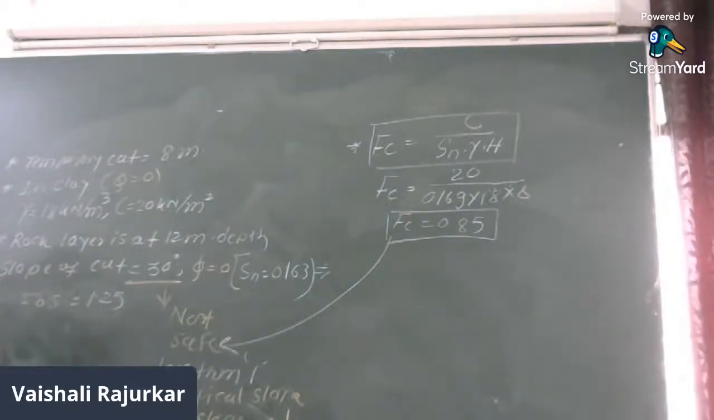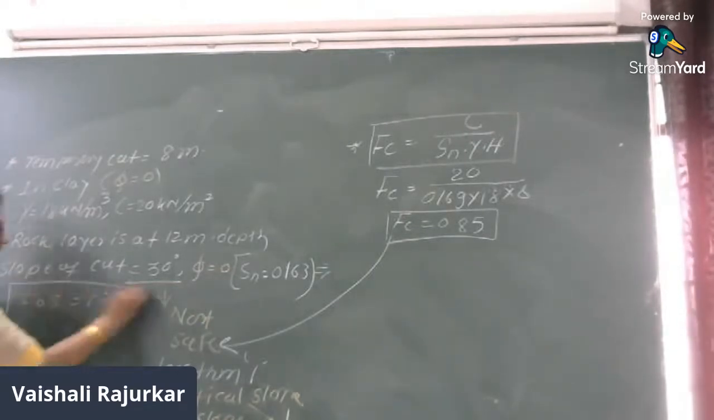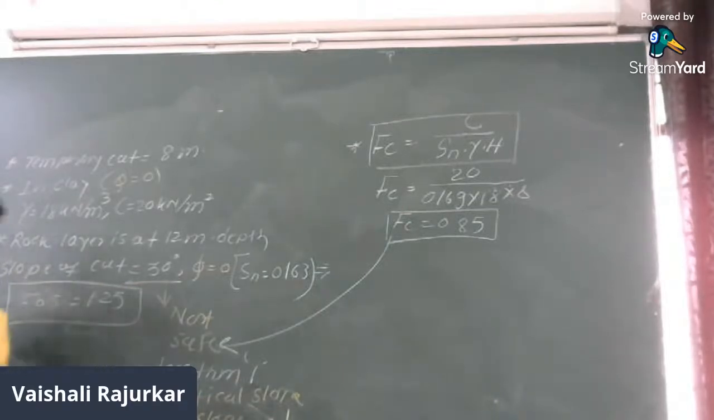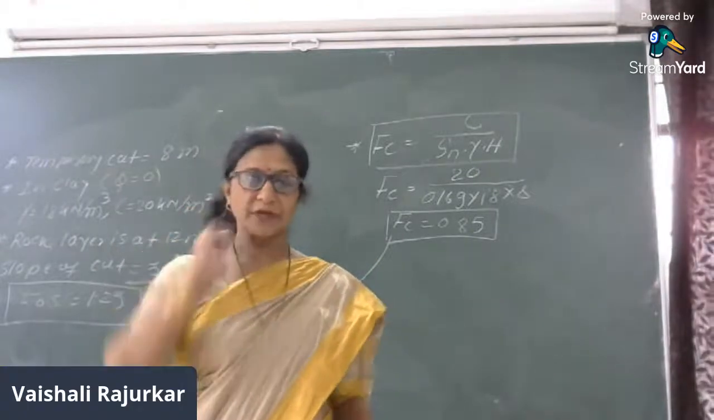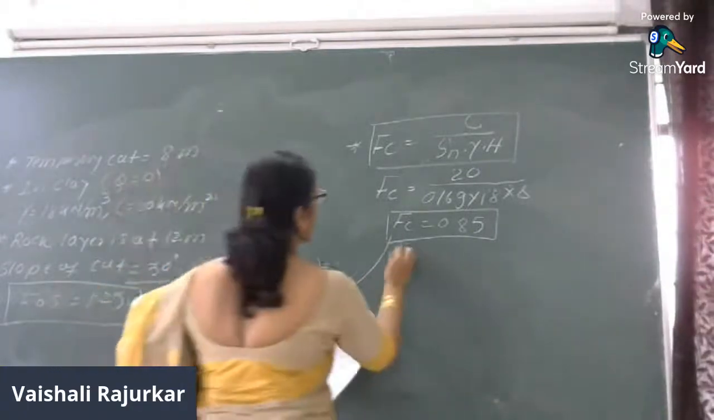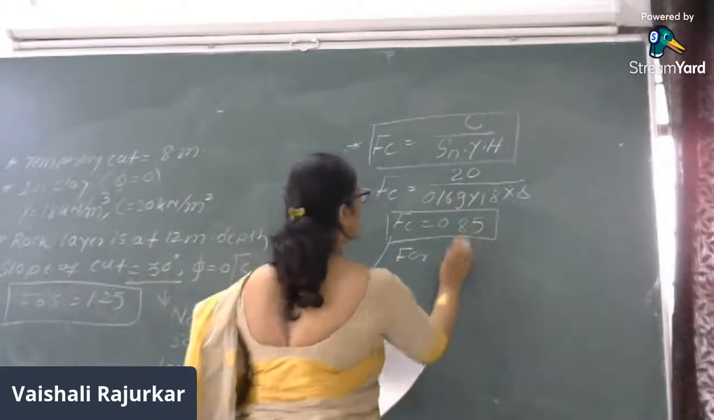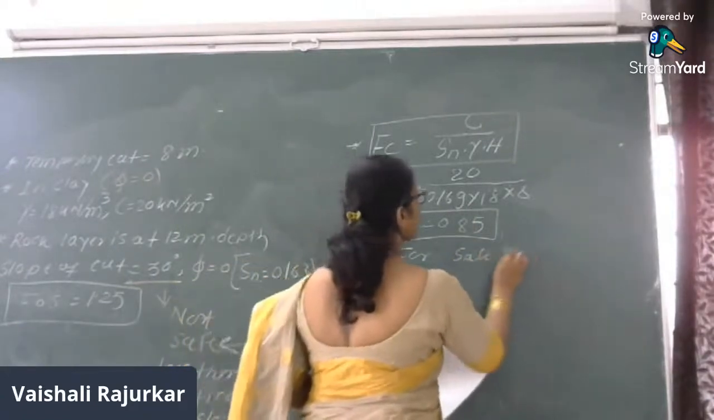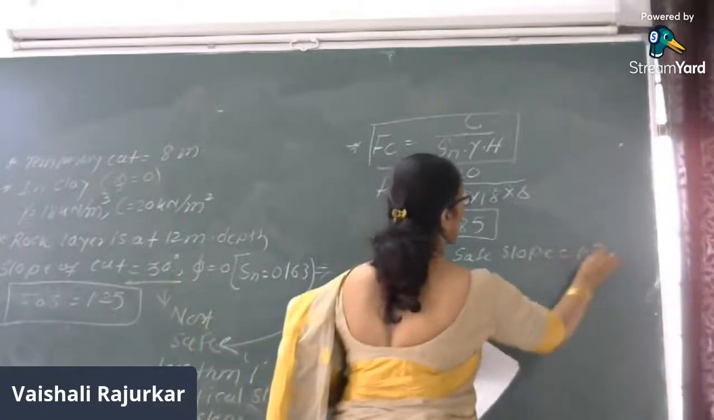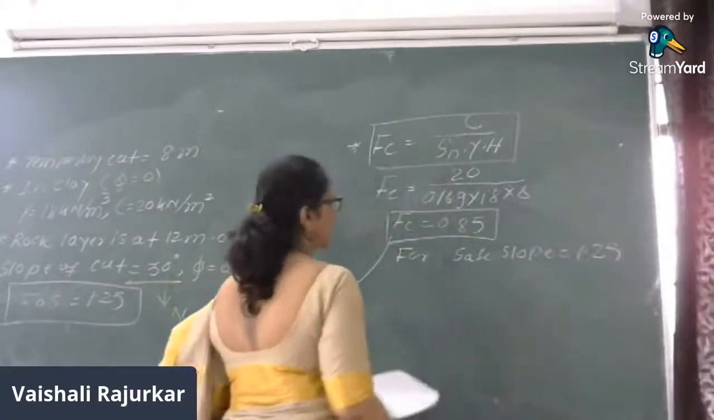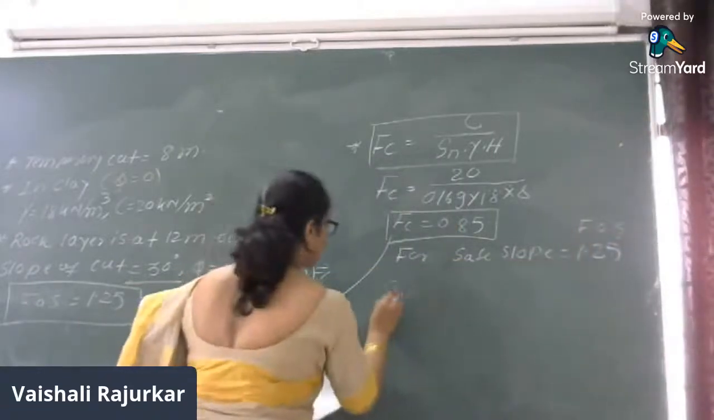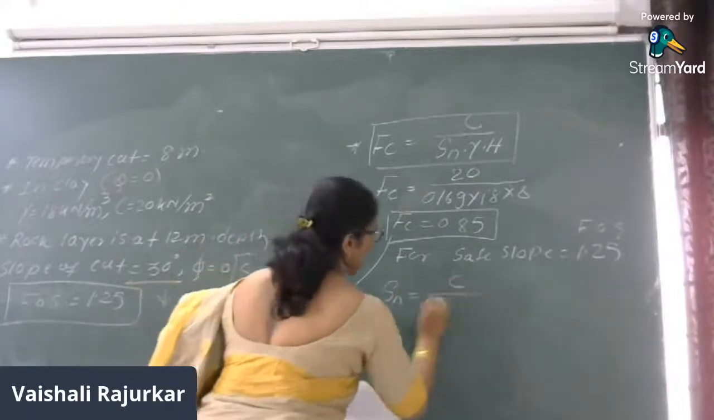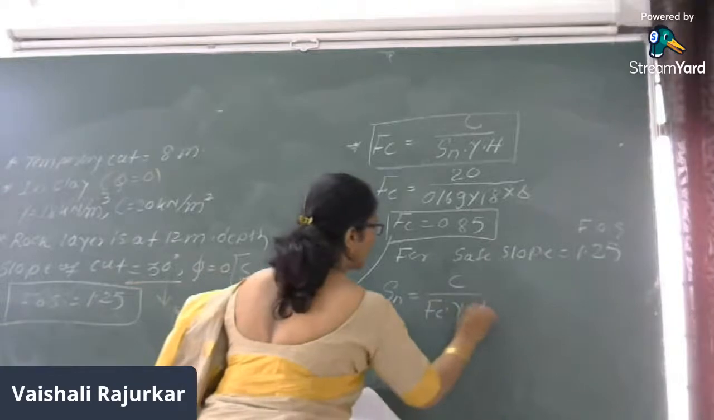And in the problem it is mentioned that the required factor of safety is 1.25. So in this case, we will make the back calculations for a safe slope, where the factor of safety is 1.25. Therefore, Sn is equal to C upon Fc into gamma into H.